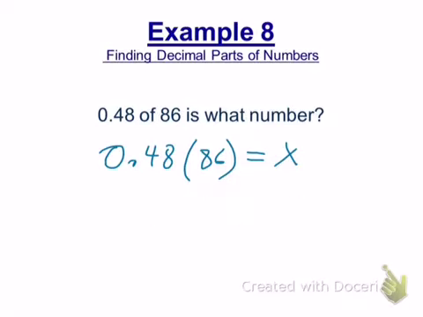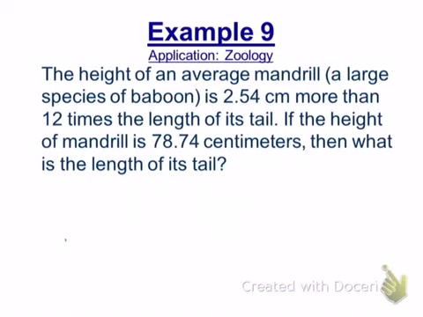What do you get when you multiply 0.48 times 86? Yes? 41 point... Is that exact? 41.28 sounds better to me. Yeah, that's right. Sure. Last problem. Last problem.